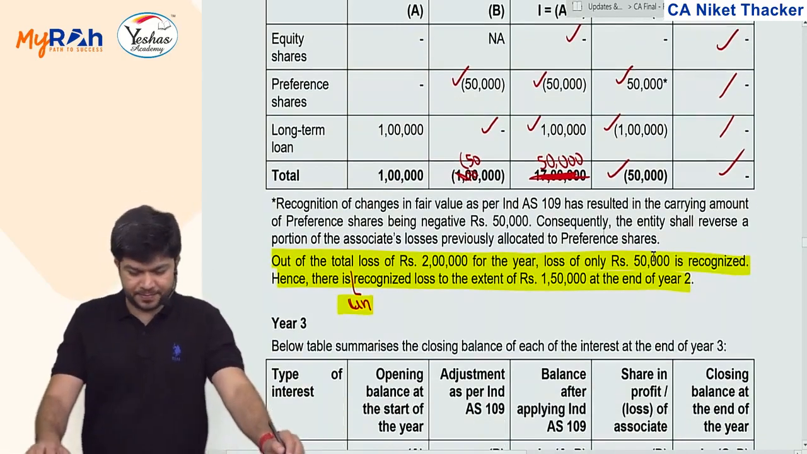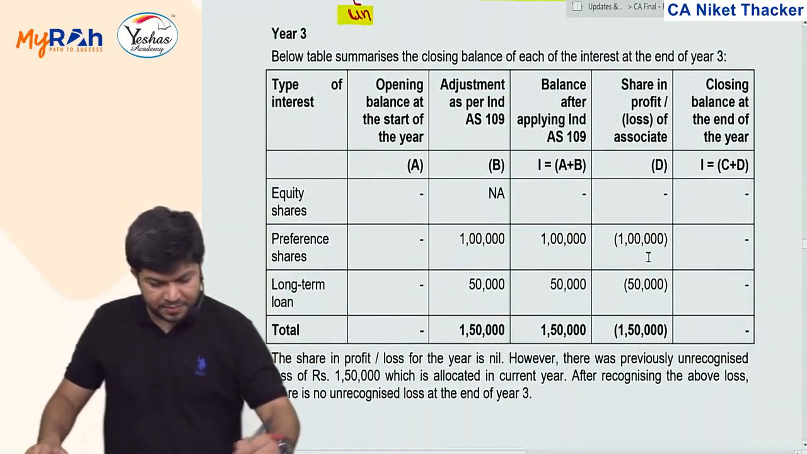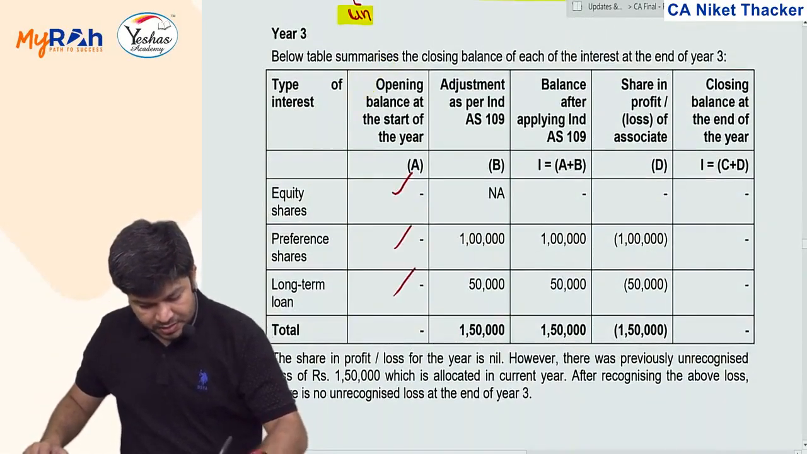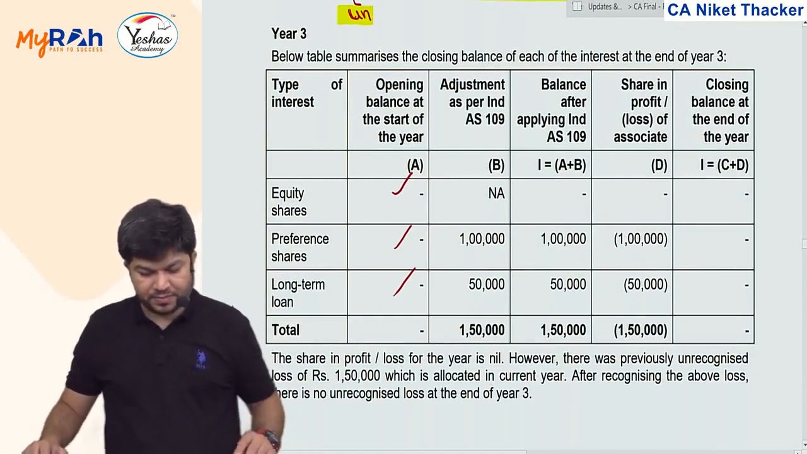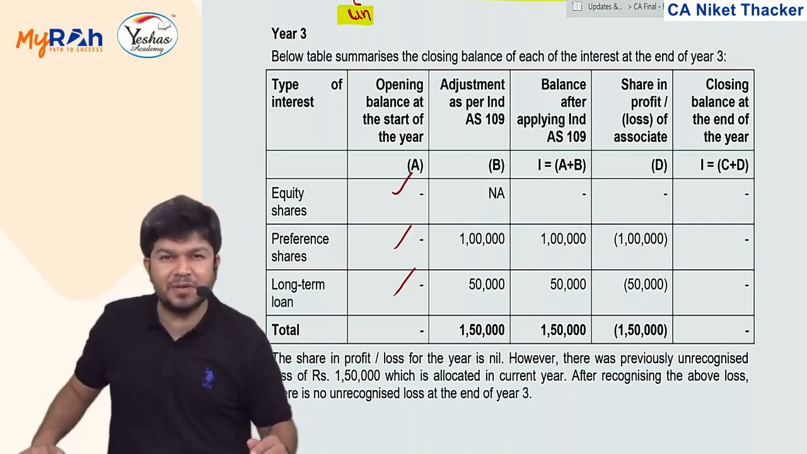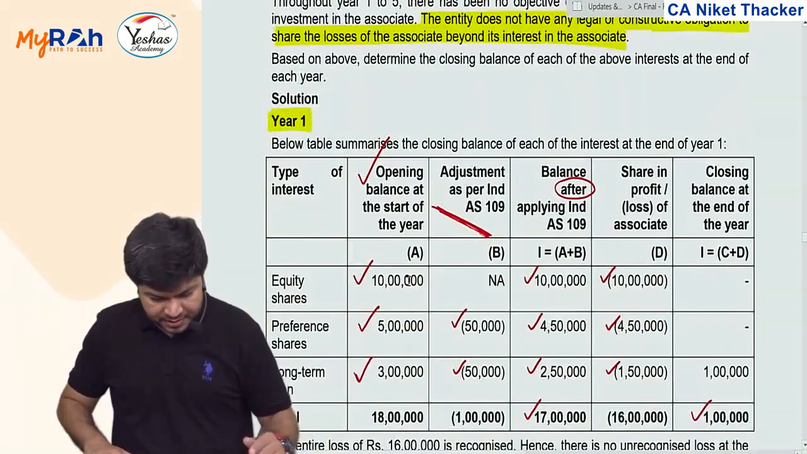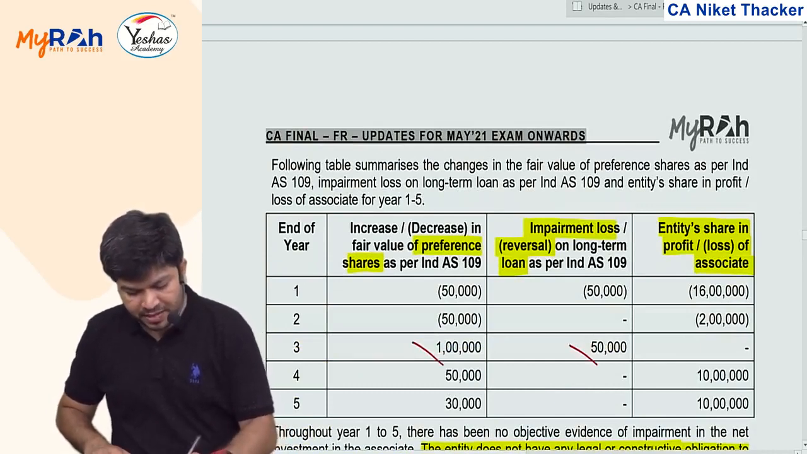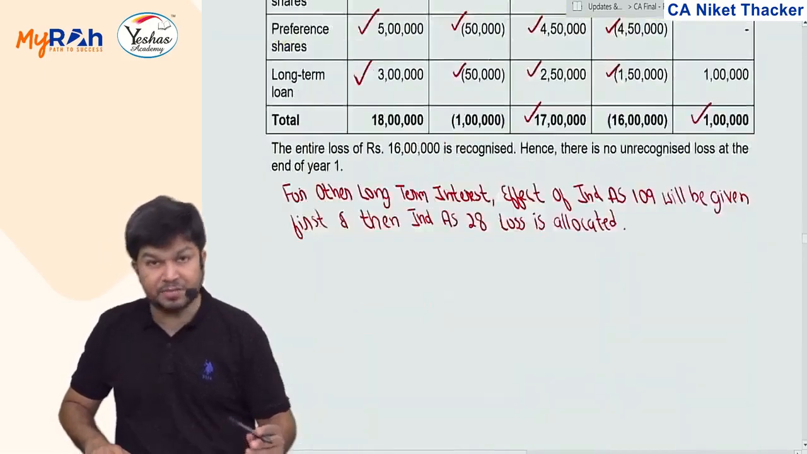Year 3, everything opening is nil. Adjustment as per 109. Okay, the 109 adjustment: preference shares going up by 1 lakh, loans going up by 50. This is as per 109.